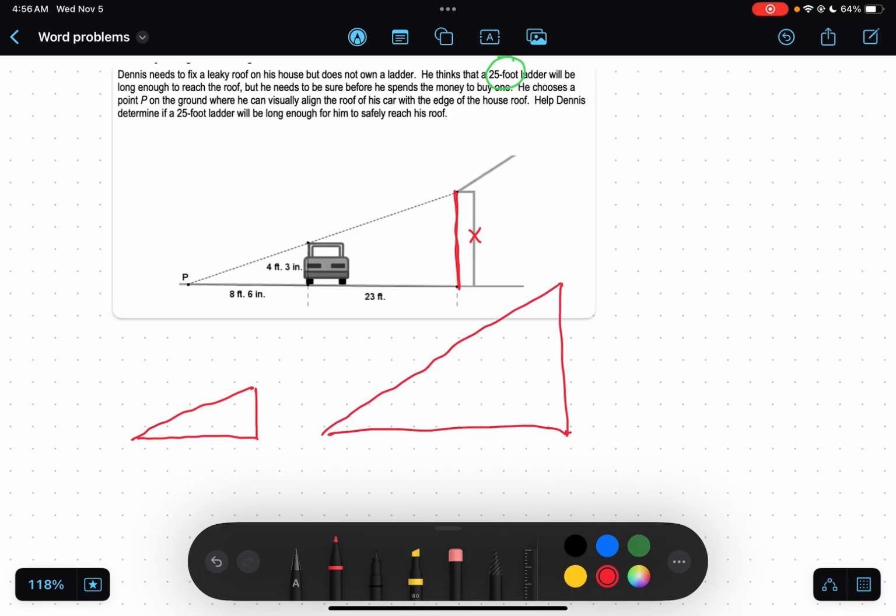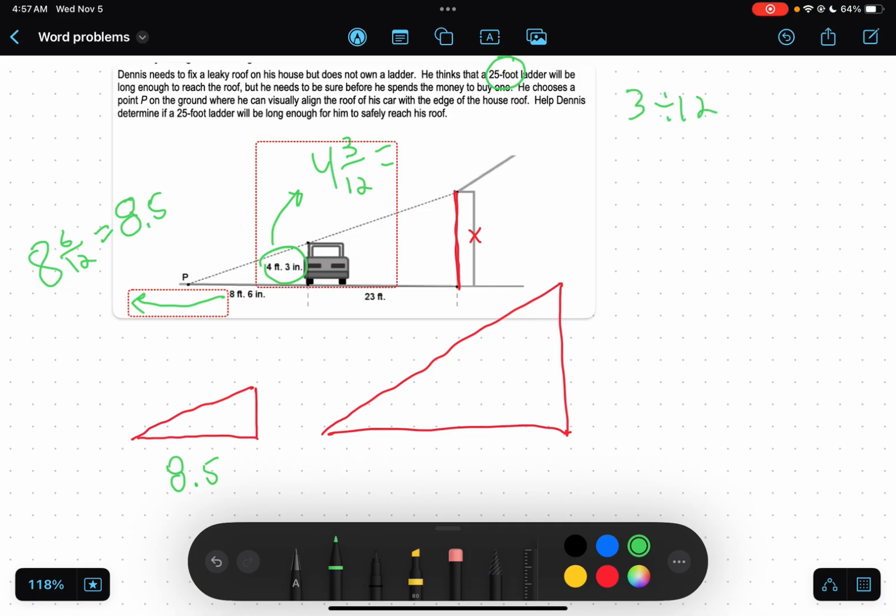And so in my little triangle, I have 8 feet 6 inches. Actually, let's convert these just to feet first. So 8 and then 6/12 is 8.5 feet. And then let's do this one. 4 foot 3 inches is 4 3/12. So if you do 3 divided by 12, that will get you 0.25. So this is 4.25. So that's my first triangle.